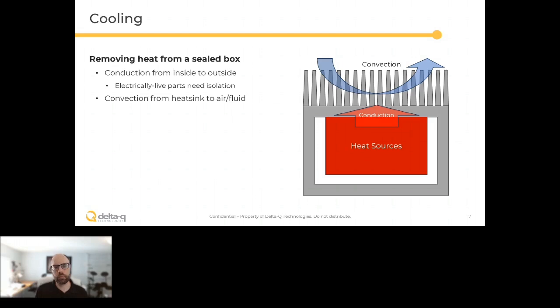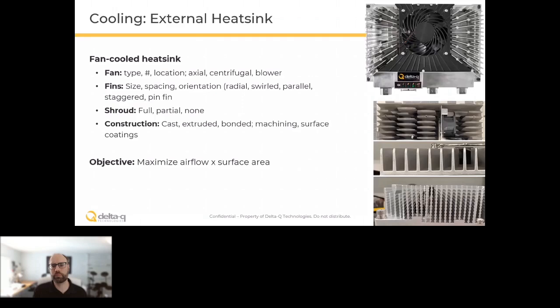So looking at those two steps, let's start by looking at outside the box first, so cooling. Starting with fan cooling on an external heatsink. There are lots of ways to do this. There are decisions to be made about the fan. What's the type of fan? Is it axial? Is it a centrifugal fan? Is it a blower? How many are there? Where is it located? Is that fan also sealed? If you have a sealed battery charger and then you have an unsealed fan outside, well, that's going to be a failure point.